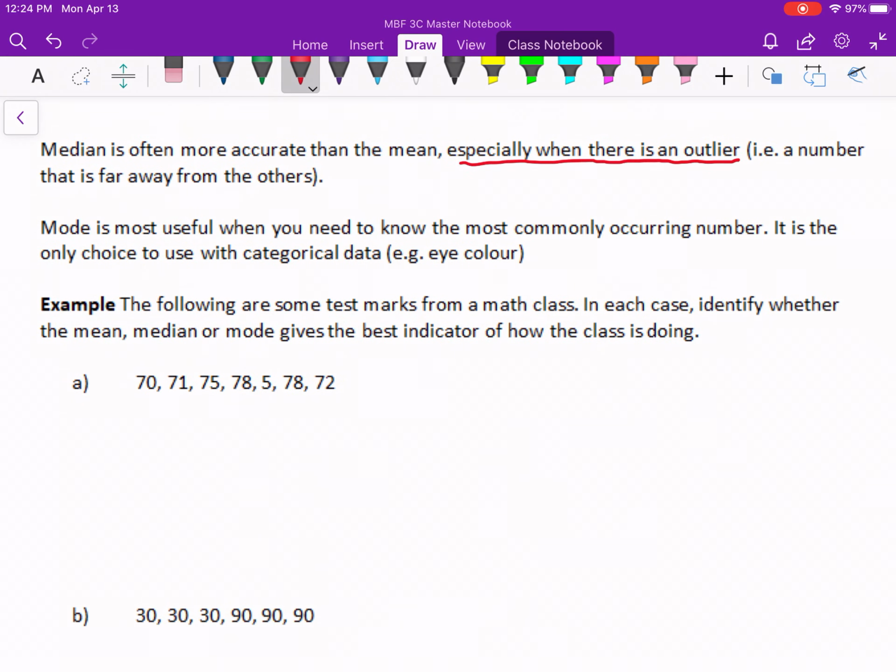Mode is most useful when you need to know the most commonly occurring number. It is the only choice to use with categorical data, such as eye color. You can't have an average eye color. You're not going to blend all the eye colors together, for example. So for categorical data, you just want to know the mode. Maybe most people have brown eyes, and so on.